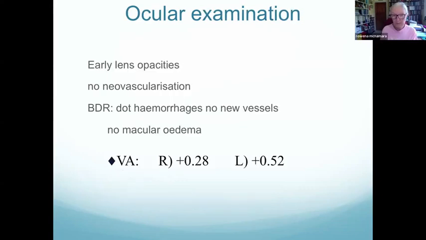diplopia. Looking inside his eyes, he's also got early lens opacities, which could be associated with the high circulating glucose, but there's no obvious dot hemorrhages, no new blood vessels, and no macular edema. So he hasn't got full-blown diabetic retinopathy. But his visual acuities are reduced, and very likely that's due to the lens opacities. He doesn't have a history of any amblyopia or any previous eye surgery.